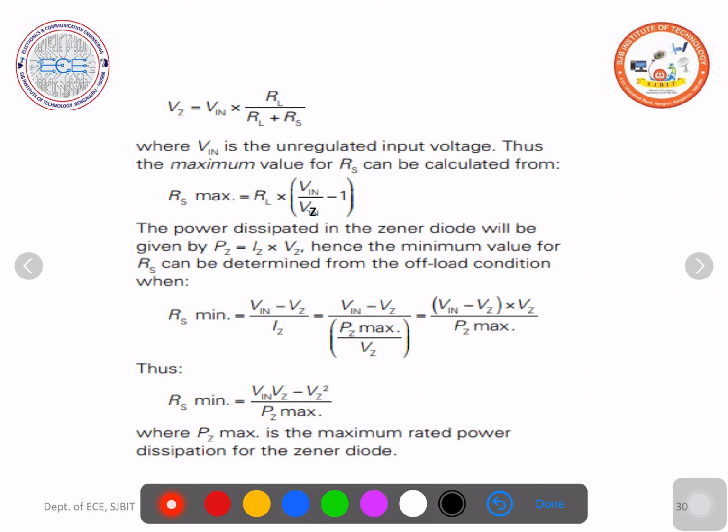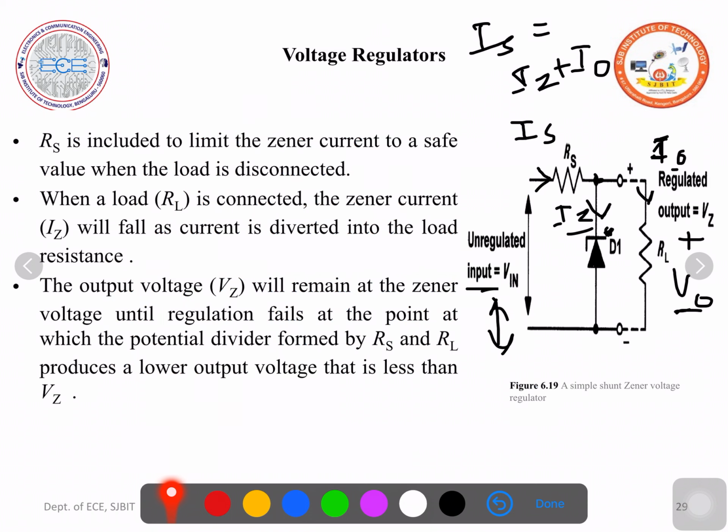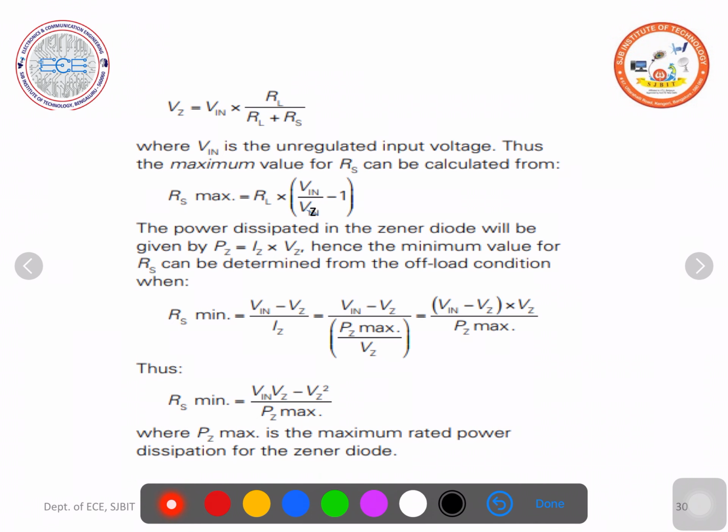If you remember the voltage divider rule, by applying the voltage divider rule, we can find the Zener voltage Vz. Vz is equal to the applied input voltage multiplied by the resistance across which you are measuring the voltage, divided by the sum of the resistances in that loop. So Vz is equal to V into RL by RL plus RS. I need the voltage across the load resistance, so applied voltage multiplied by the resistance across which you are measuring, V into RL, divided by the sum of the resistances, RS plus RL. So you get this equation.